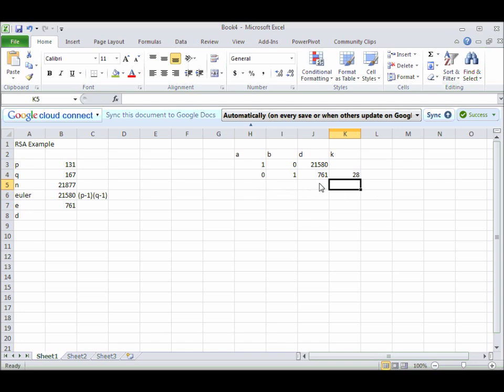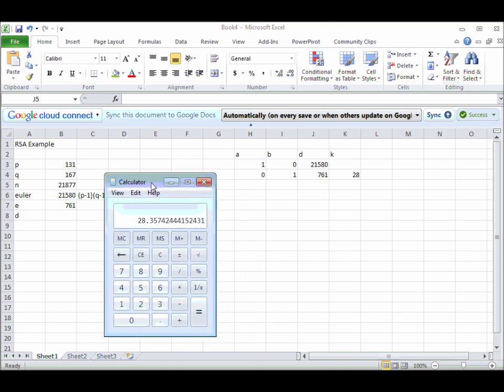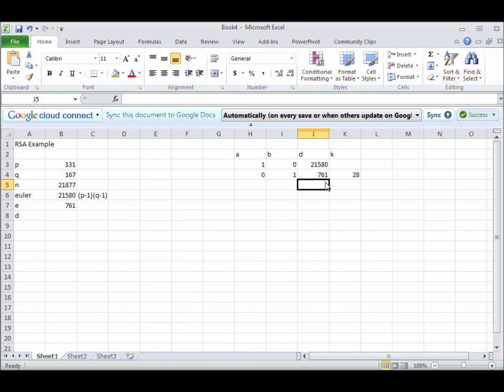Okay? And then down here I need to know what the remainder is after we do this. So I'll bring back my calculator. Okay, I can subtract 28, and I'll get rid of all the whole parts, and then if I multiply again by 761, I should get a whole number back. That's 272. So that's what my remainder is, 272. Okay, so 761 goes into 21,580 times 28, remainder 272.